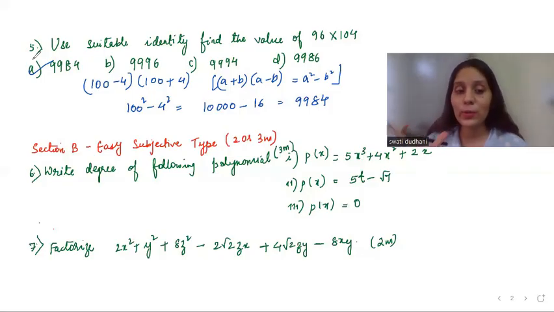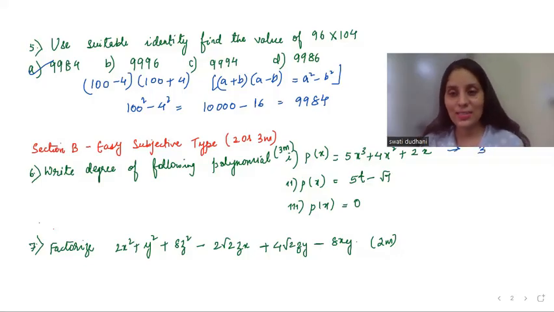So this was section A MCQ. Now section B, you have some easy subjective types. First question is 3 marks. You need to write the degree. What is the degree? Degree is the highest power, highest exponent. Here we have the powers to be 3, 2 and 1. So the highest is 3. So here the answer is 3.